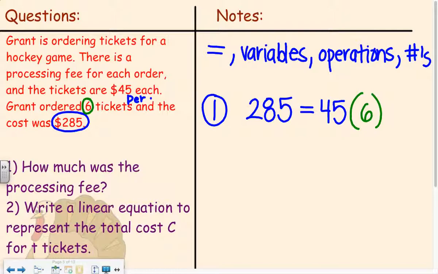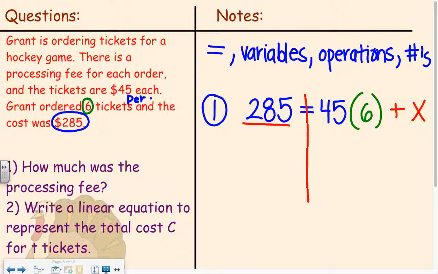And then he also had to pay a processing fee. So it's kind of like on the last problem where we had to pay an upfront amount for the parts. No matter how long it took for the car to get fixed, we had to pay for the parts. Same thing as this, we have to pay a processing fee for the tickets. But we don't know what the processing fee is, so let's just say plus X. So the price of the tickets plus the processing fee should equal $285.